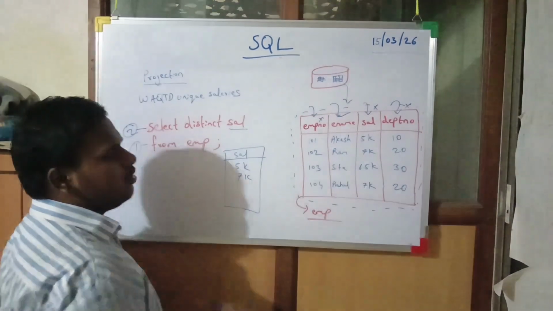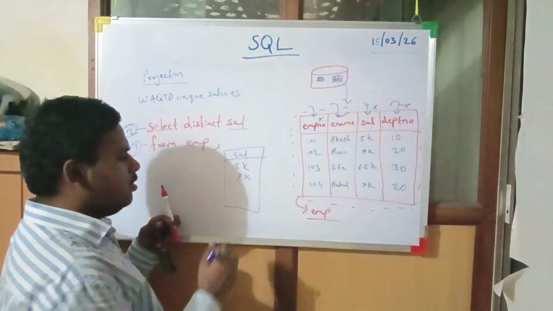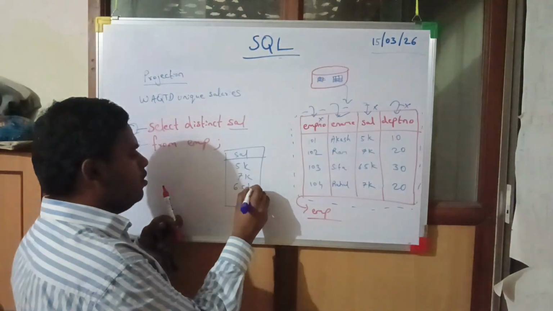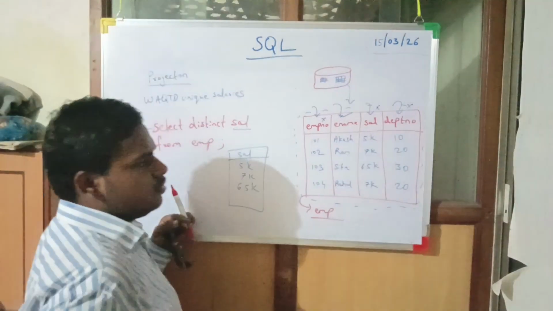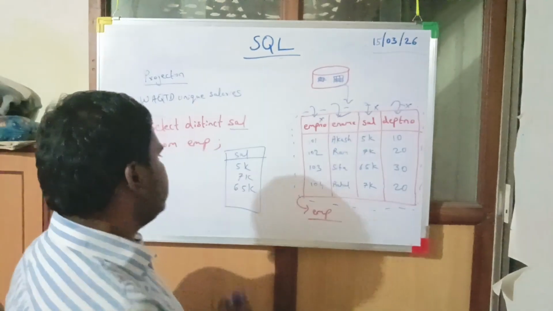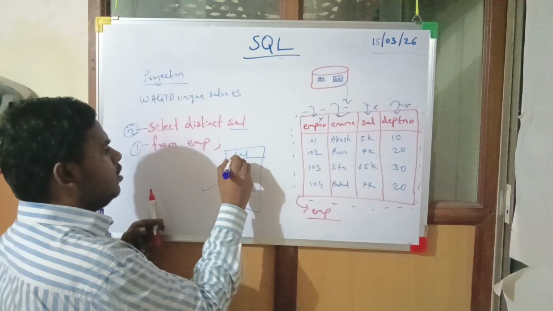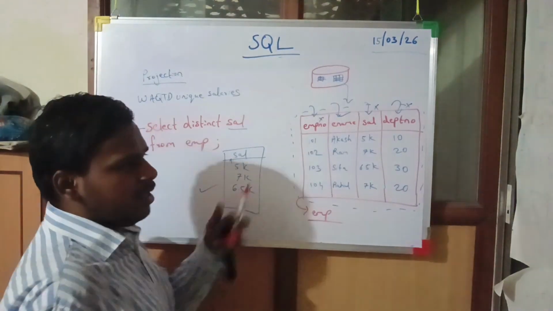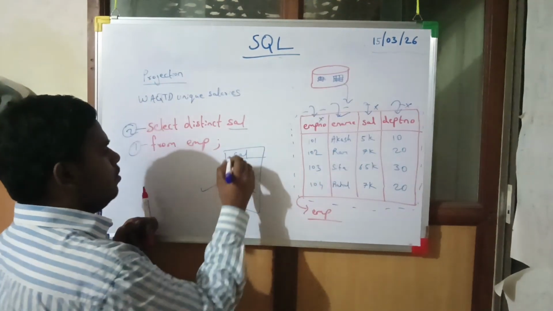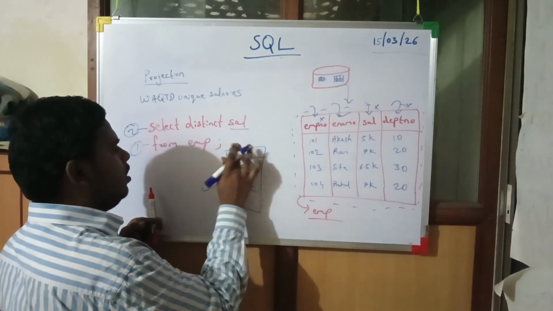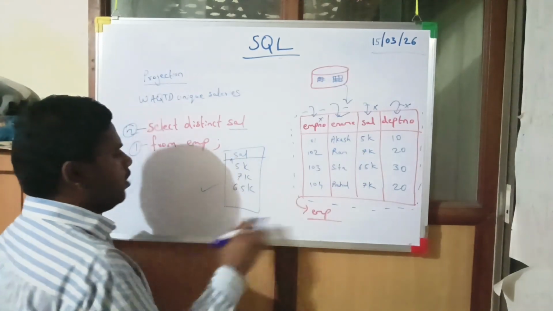After that, 6.5k. Is 6.5k equal to either of the above two salaries? No, so 6.5k is also there. Now 7k. 7k is repeated if you check the above three salaries, so 7k will not be there. So this is the final answer. Here the distinct sal column name may be mentioned, or sometimes just salary. Let's check in the execution part, but the output will look like this.